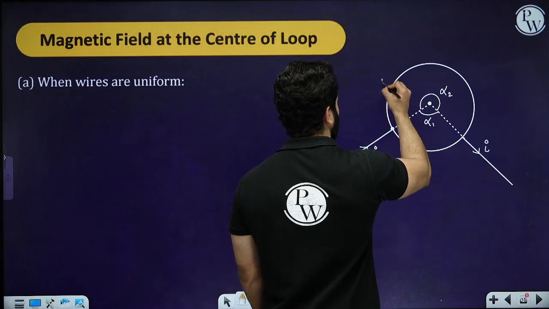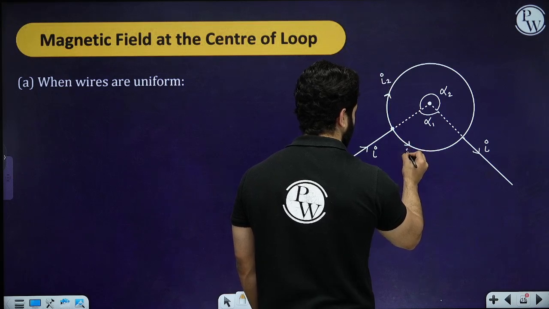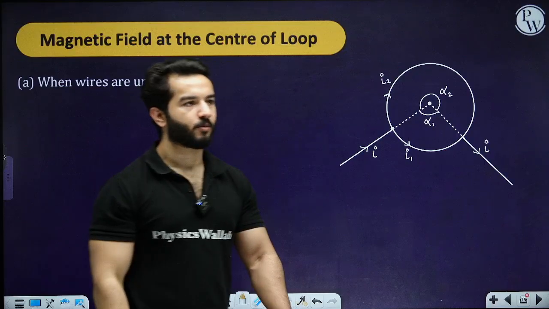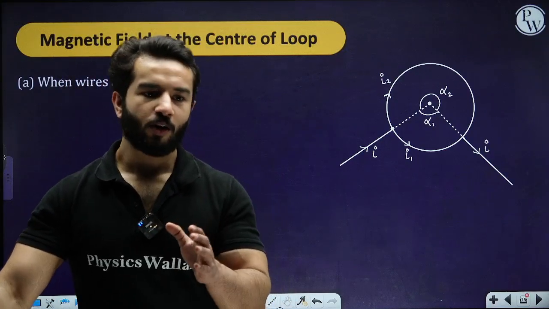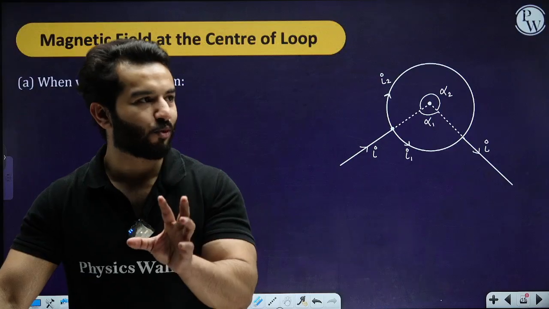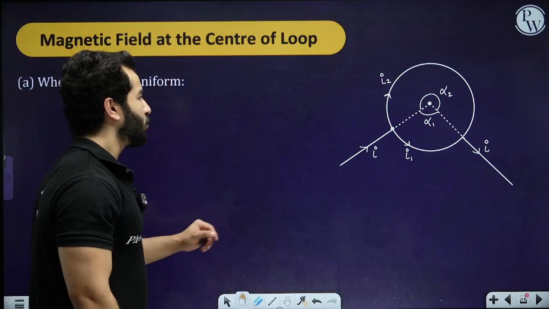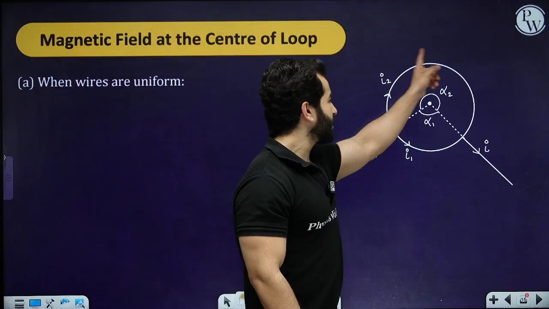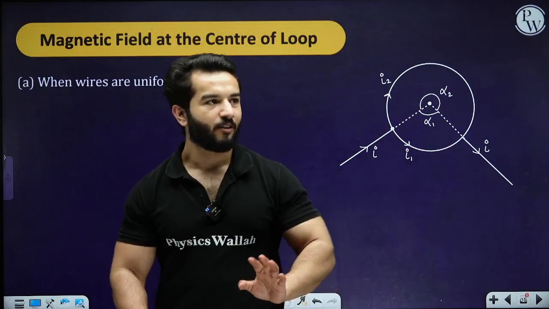Some of the current will flow through the lower part, some of the current will flow through the upper part. You know that, sir, current will flow more from that region where resistance is less, and where resistance is more, current will flow less. And if wires are uniform, we'll surely know this path will have larger resistance, this path will have lesser resistance. We know these things.